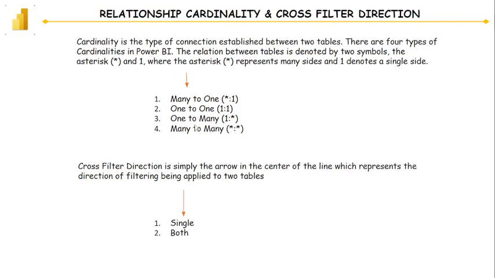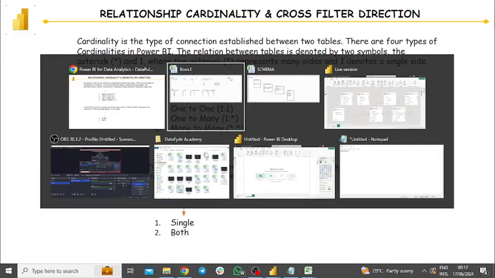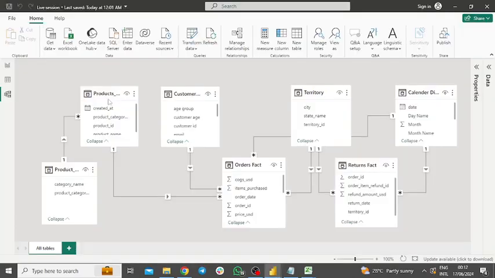So let's talk about one-to-many or many-to-one, which is what we have here, guys. If you notice, we have it basically everywhere, right? One-to-many, and that's the conventional way of connecting or creating relationships, right?